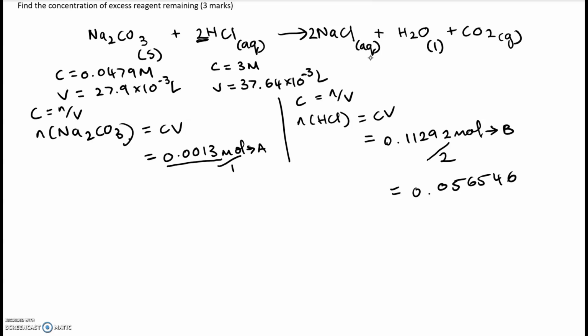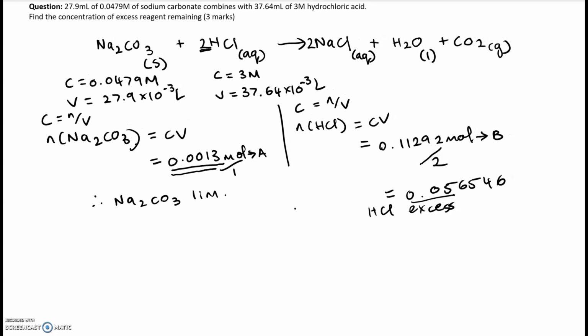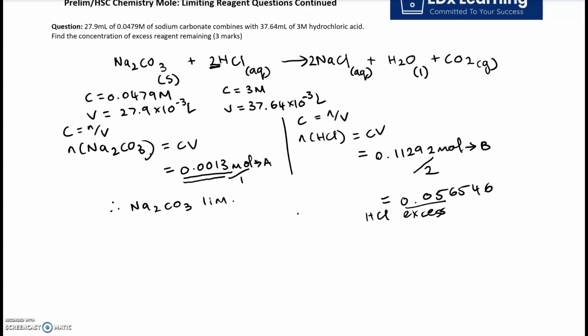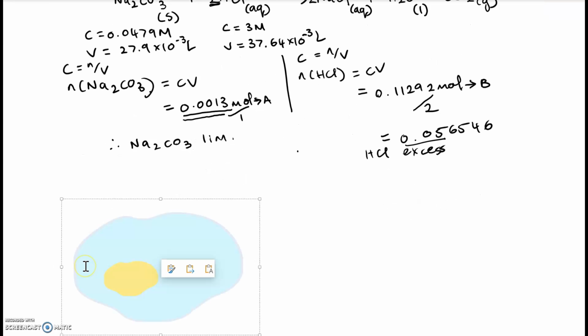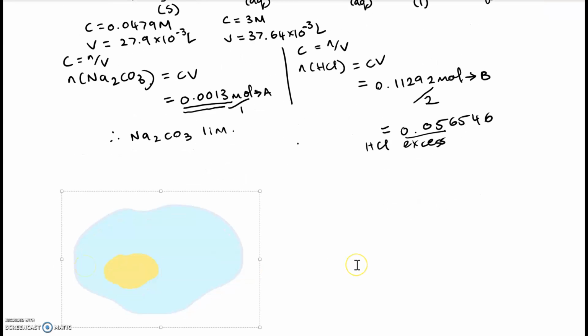Either way, HCl is the excess reagent, as 0.05 is greater than 0.0013. And that leaves us with sodium carbonate being the limiting reagent. Now you should have got up to this stage. This question is here to teach us a very important point about excess limiting reagent questions. Let's go back to our thought diagram. The reaction in an excess limiting reagent question occurs over the overlap of the excess and limiting reagent here.